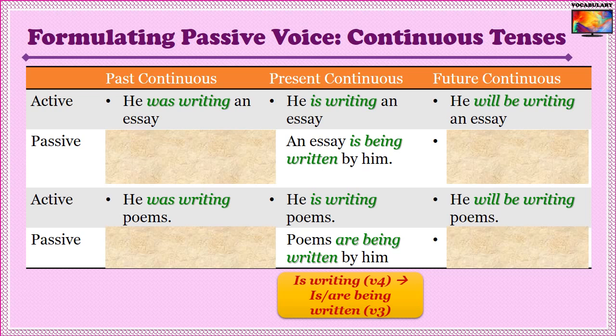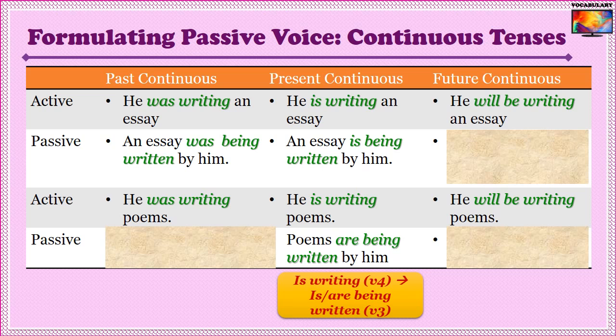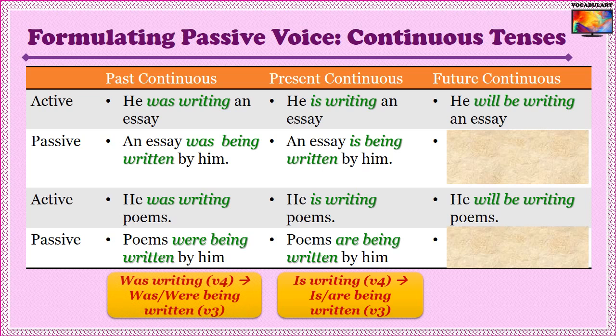Past continuous tense. He was writing an essay. An essay was being written by him. He was writing poems. Poems were being written by him. So we see that the verb was or were writing is replaced by was or were being written.